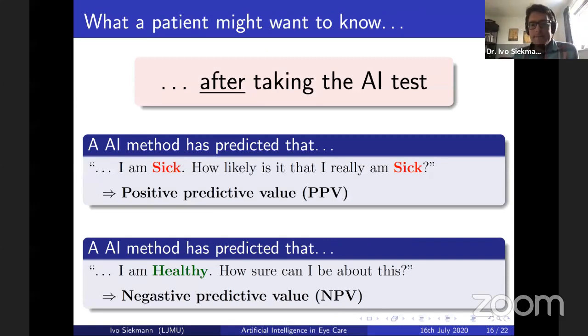Now, there's another thing that a patient might want to know, but we will see that it is harder to help patients with that. So now we are looking at a patient who has got a result from an AI test. And the AI method has predicted that the patient is sick. So the patient is a bit worried. He says, how likely is it that I really am sick? This is called the positive predictive value. Then there is a pessimistic patient. The AI method has predicted that the patient is healthy. And now the patient asks, how sure can I be that I'm really healthy?